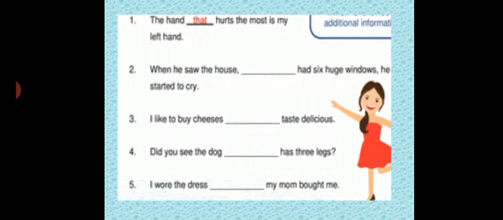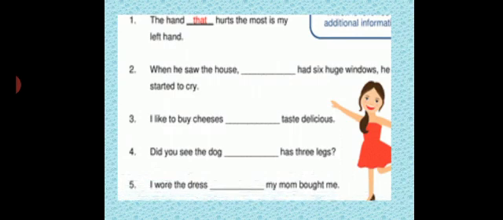Fill in the blanks with correct pronouns. See, the first one I have done for you already. The remaining sentences I will read out for you. You have to solve them because that will give you practice. The hand dash hurts the most is my left hand. Now, I fill up with the pronoun that. The hand that hurts the most is my left hand.